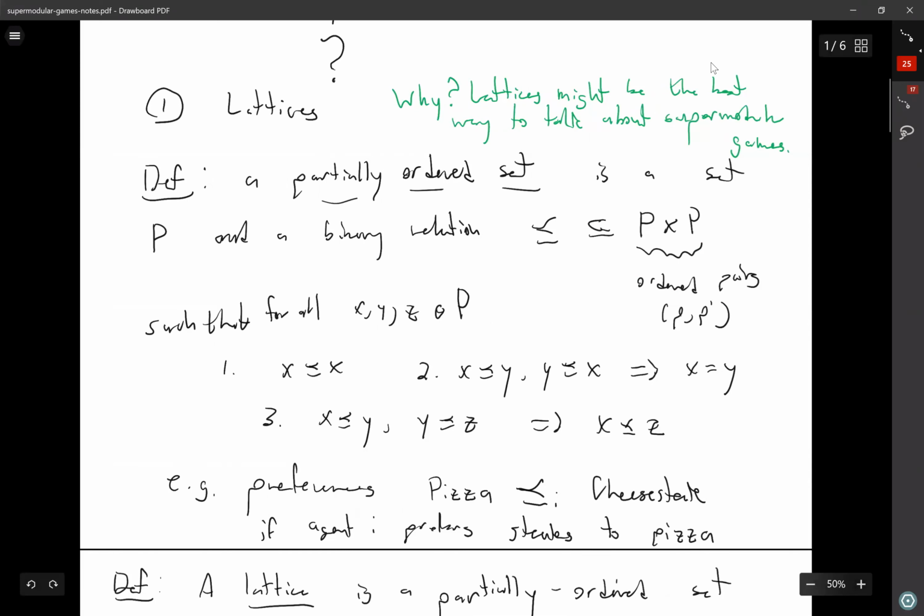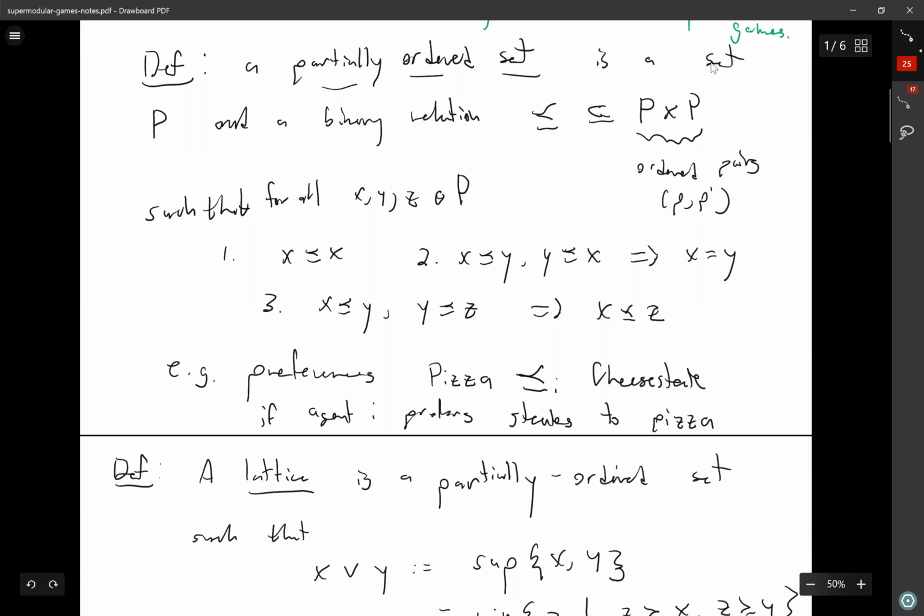Then we have what is really called anti-symmetry, where if x is less than or equal to y, and y is less than or equal to x, then we have that x and y are actually the same element. And then the third property is transitivity, which states that if x is less than or equal to y and y is less than or equal to z, then x is indeed less than or equal to z.